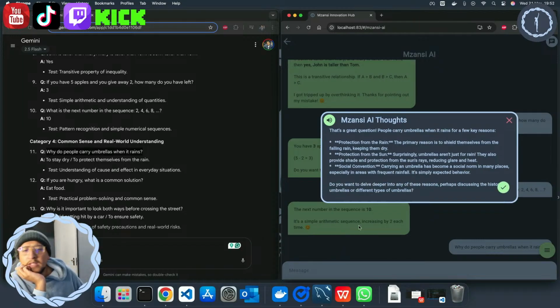So let's see. Sorry, that question was, why do people carry umbrellas when it rains? Let's listen. That's a great question. People carry umbrellas when it rains for a few key reasons. Protection from the rain. The primary reason is to shield themselves from the falling rain, keeping them dry.